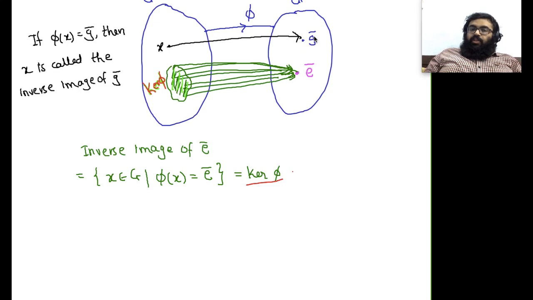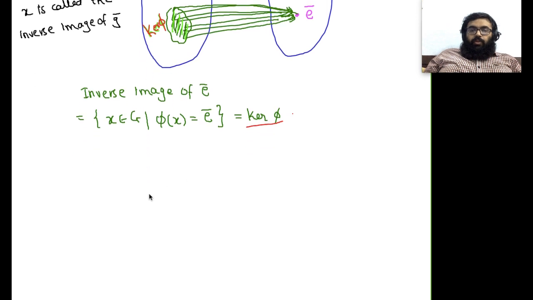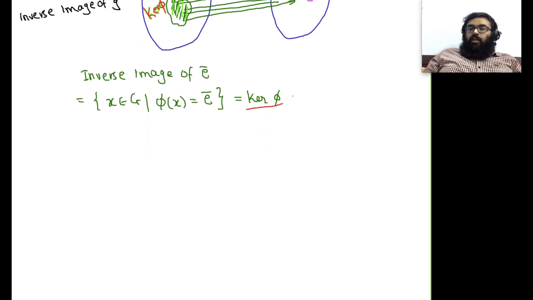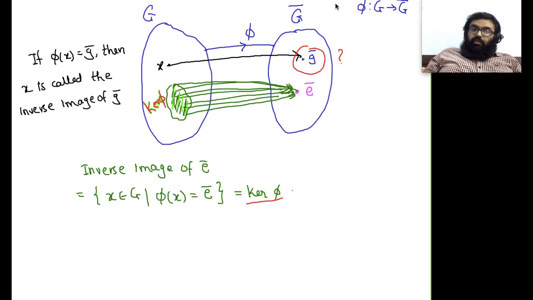So that is in particular about e bar. But what if we take a general element g bar? The question is, how do we find the inverse image of g bar? For the identity we know it is the kernel, and we know how to find the kernel when we are given a homomorphism. But how to find the inverse image of an arbitrary g bar? We cannot find the inverse image easily. But if we know one element, then it is very clear what the inverse image is.